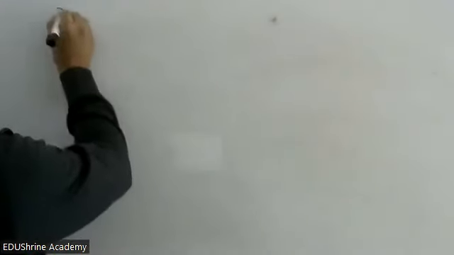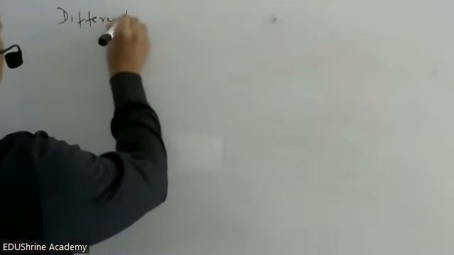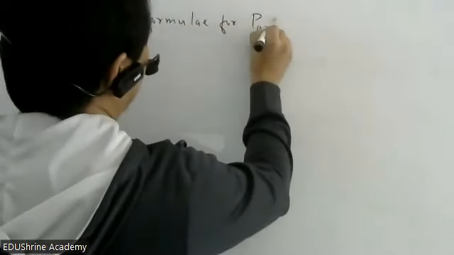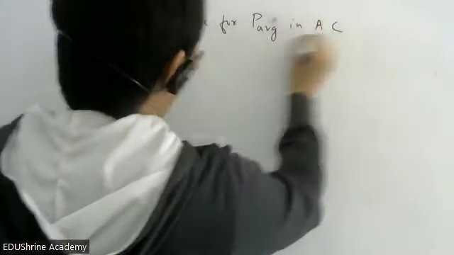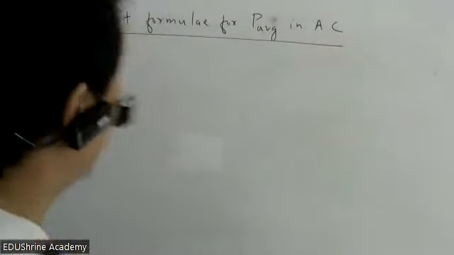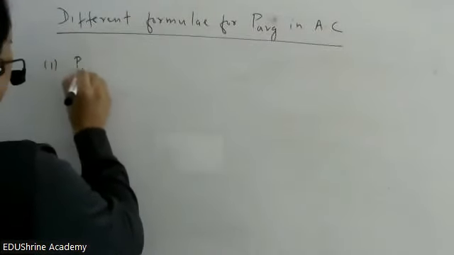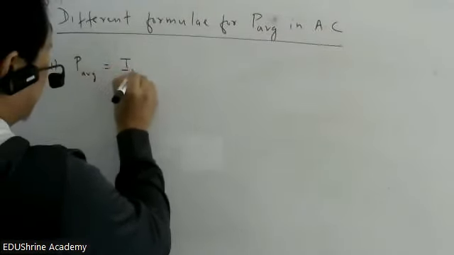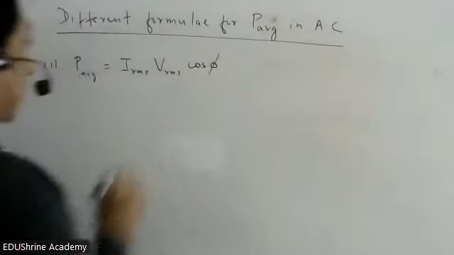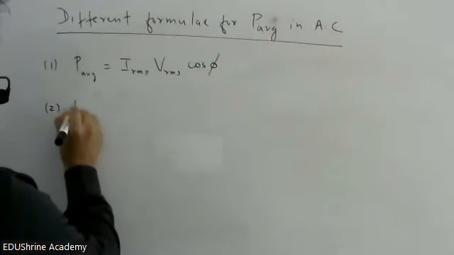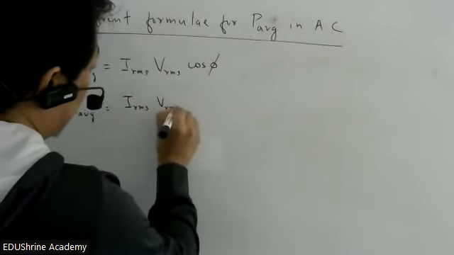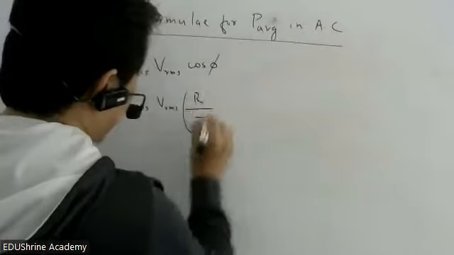So now we will write different formulas of power consumed. Okay, this is very important for your entrance exams and for numericals in the board exam. So the first one that we derived is average power is IRMS VRMS cos phi. The second formula you can write is IRMS VRMS R by Z, because cos phi is R by Z.